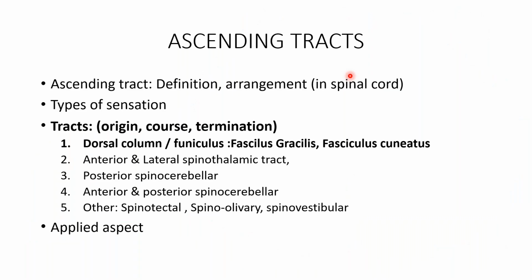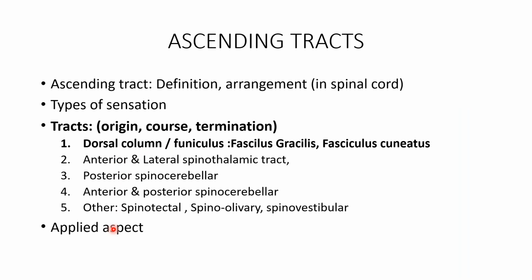So we'll be doing today's lecture under these headings. We'll be seeing all the ascending tracts. We'll define them. We'll see its arrangement in the spinal cord, which you have already done in the previous class, the arrangement in the spinal cord, types of sensation, and then according to those types of sensation, the tracts which have been classified, we'll see the origin, course, and termination of all these tracts. And we'll see the applied aspect as well.